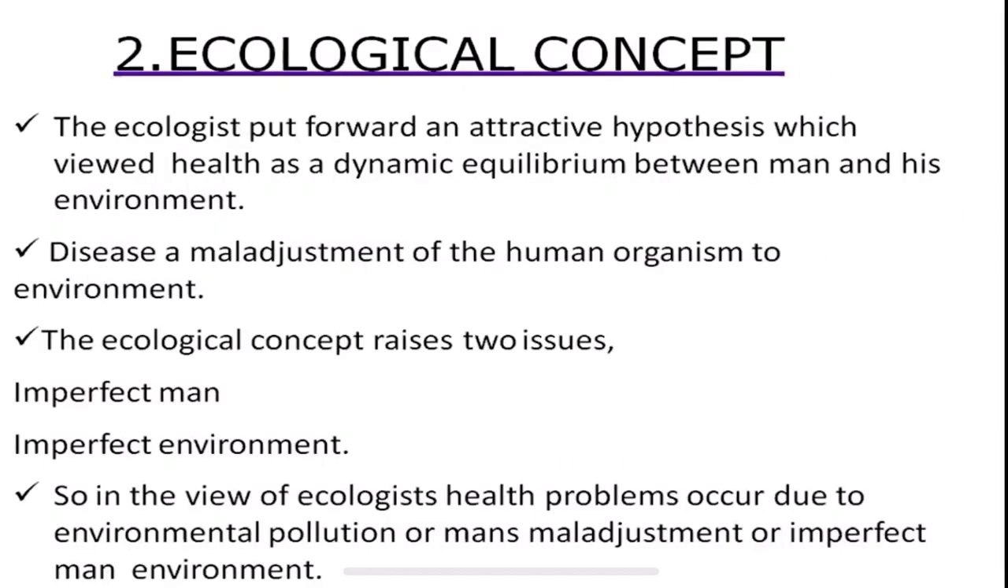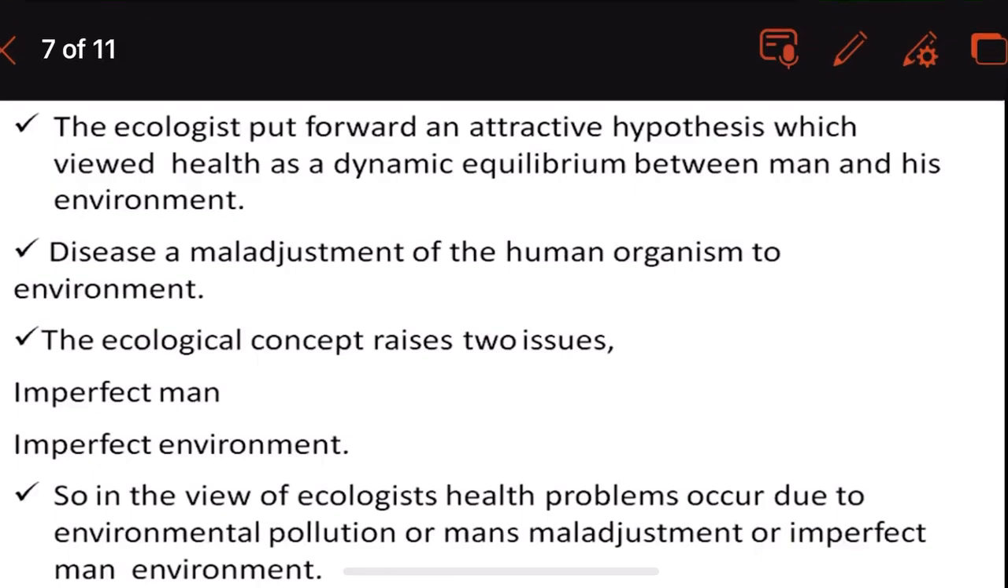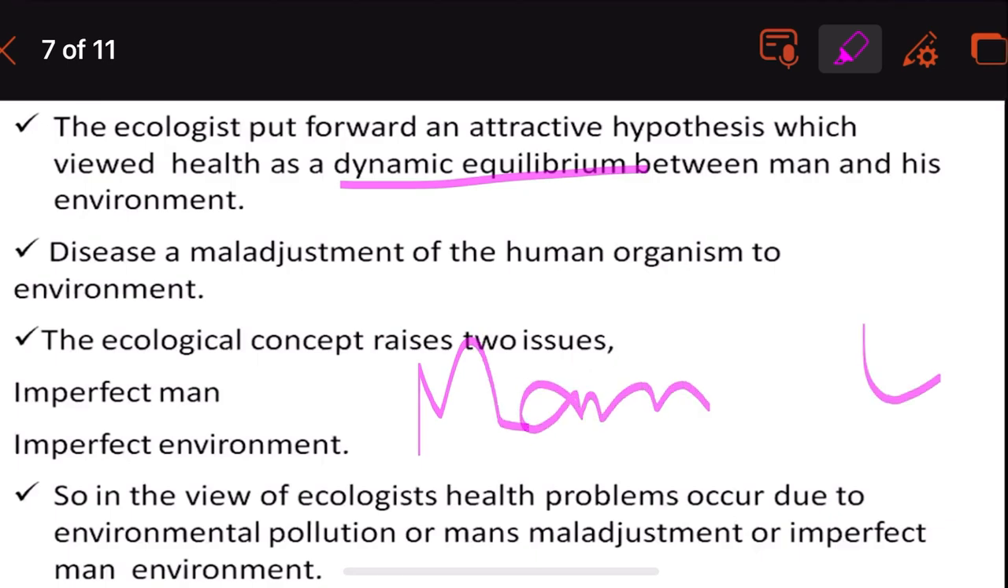Moving on to the next concept, that is the ecological concept. What is this ecological concept put forward? It is an attractive hypothesis which viewed health as an equilibrium. It considered health to be a dynamic equilibrium between man and his environment. This is man and this is his environment, and there was a dynamic equilibrium between the two.